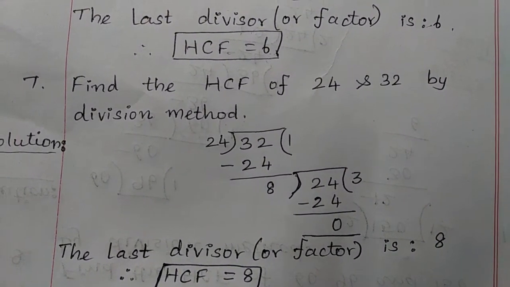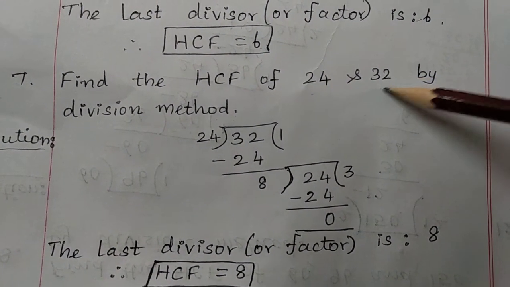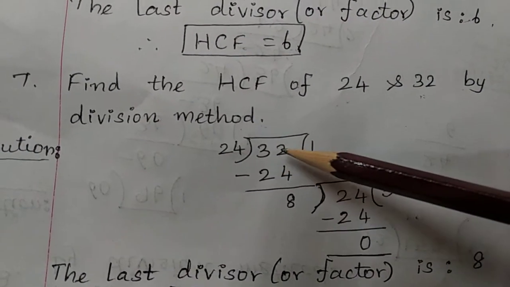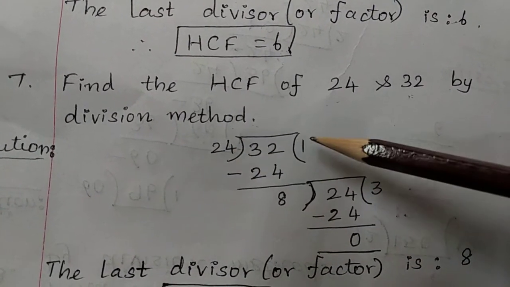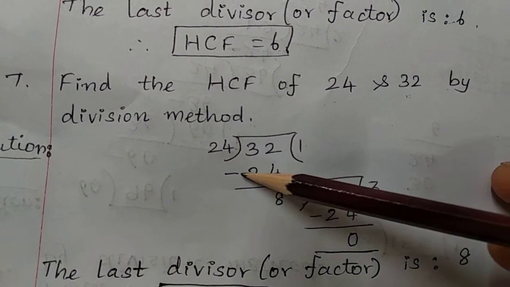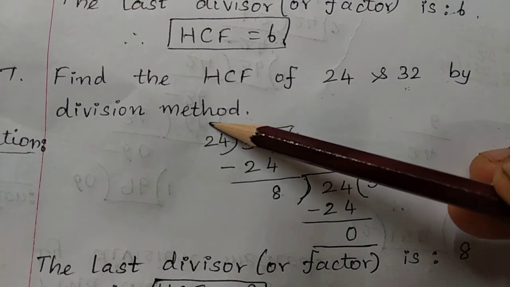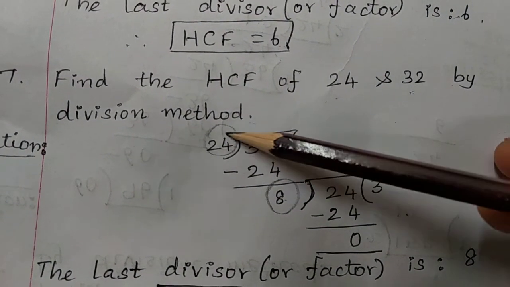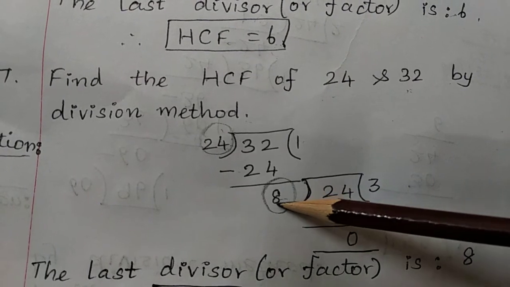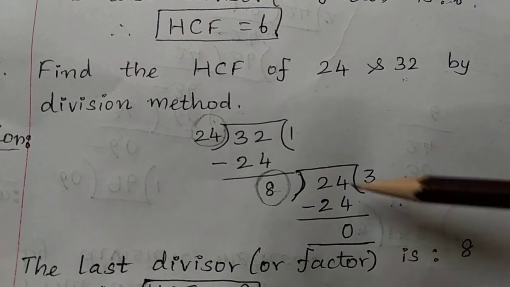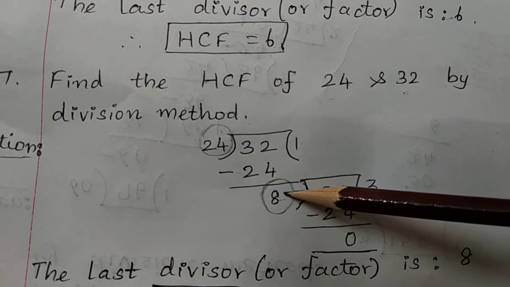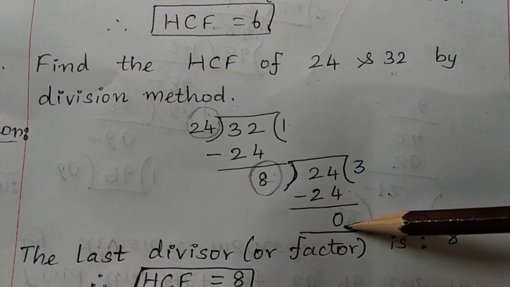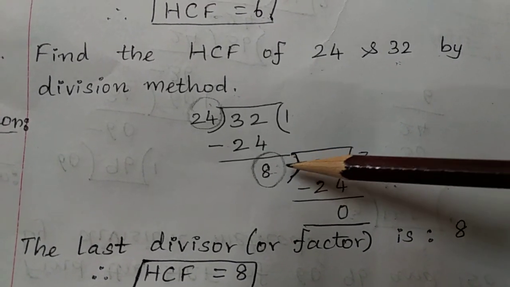Let us see another example. Find the HCF of 24 and 32 by division method. The biggest number is 32. So divide 32 by 24. 32 by 24. 24 into 1 gives you 24. On subtraction you get 8. Now 24 is bigger number, bigger divisor. 8 is the smaller divisor. Divide 24 by 8. 24 by 8. 8 3s are 24 and you get remainder 0. Now here the last divisor or factor is 8, which gives you remainder 0. So HCF is nothing but 8.